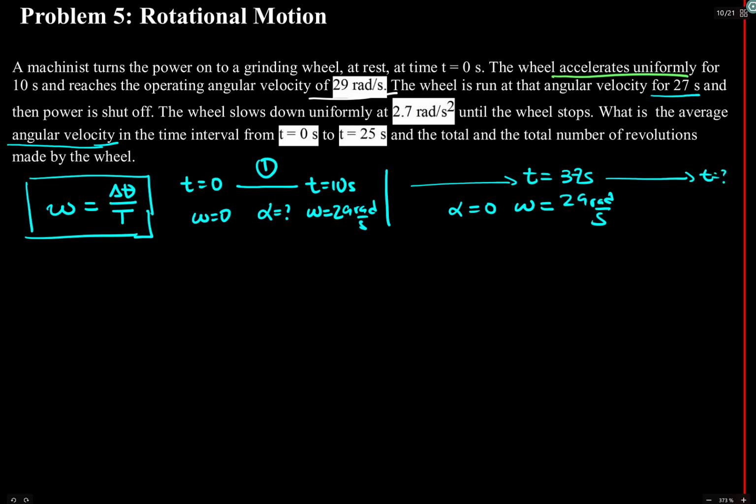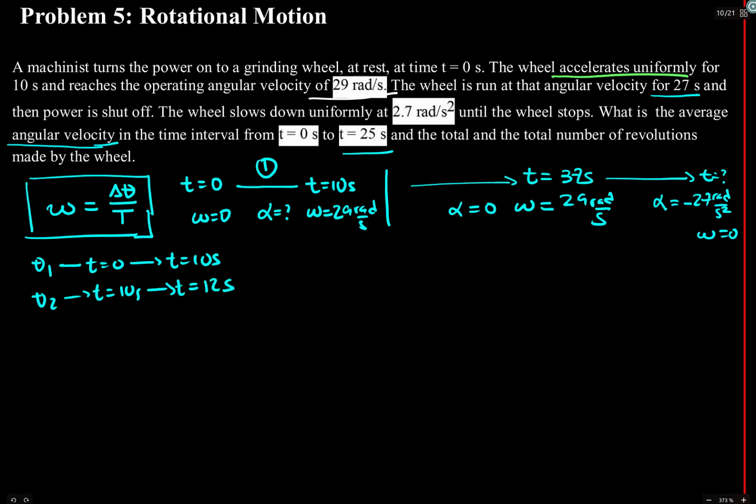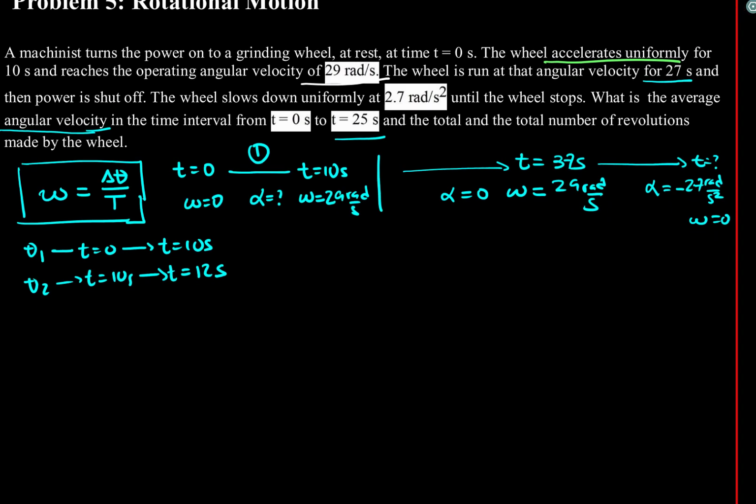At the time, we don't know, but we know that alpha is equal to negative 2.7 radians per second squared, and omega here will be equal to 0. So we will calculate theta 1, which is from t equal to 0 to t equal to 10 seconds, and theta 2, which is from t equal to 10 seconds to t equal to, remember, we only have to do this up to 25 seconds. So this will be the next 15 seconds. And this is, quite frankly, going to be easy.